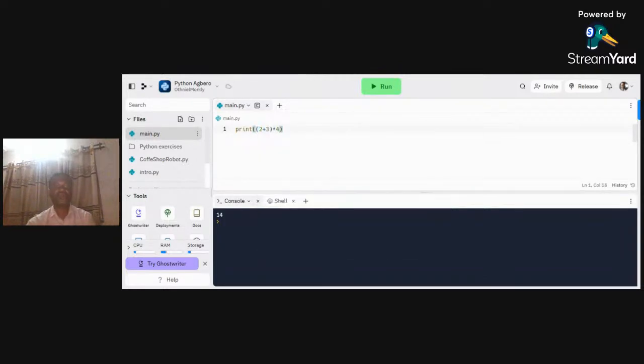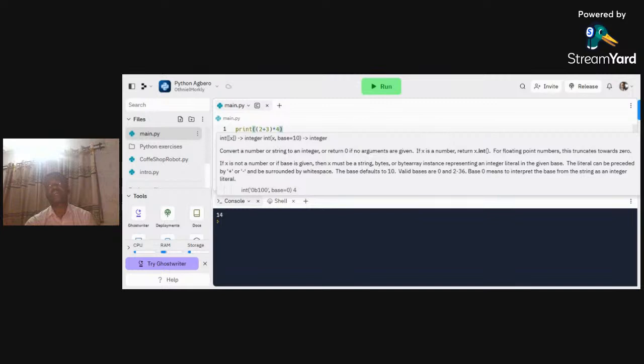So if you do it this way, to add this first before multiplying it. If you leave it by itself, it will do the multiplication first. So it's like BODMAS, right? Bracket first, division next, multiplication next, addition and subtraction finally.